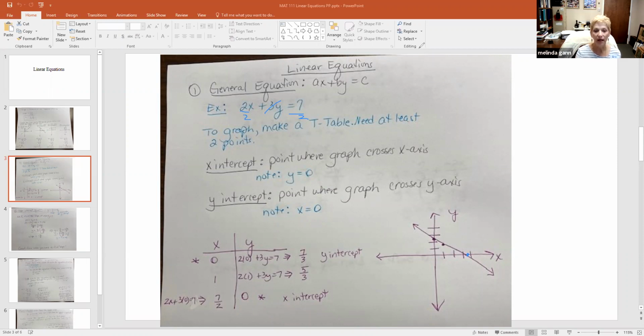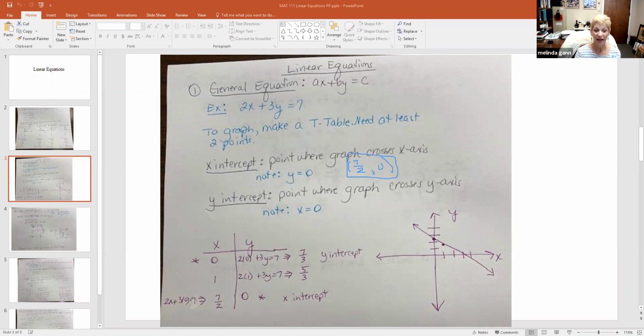So really, the intercepts are the easiest ones to graph. And we talked about in class today that an x-intercept is the point where the graph crosses the x-axis. And if you want to find it, let y be 0. So when I plugged in 0 for y, this came out to be my x-intercept. So on this graph, my x-intercept would be the point 7/2, 0. Make sure you write the whole point.